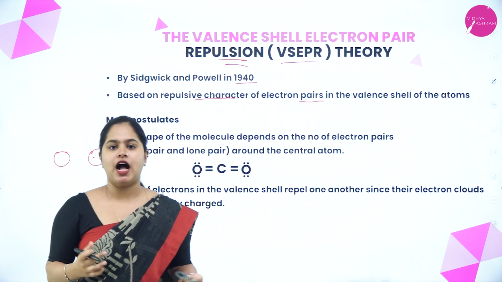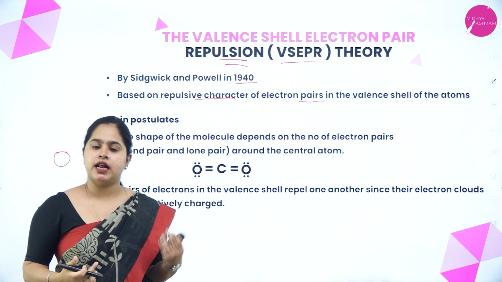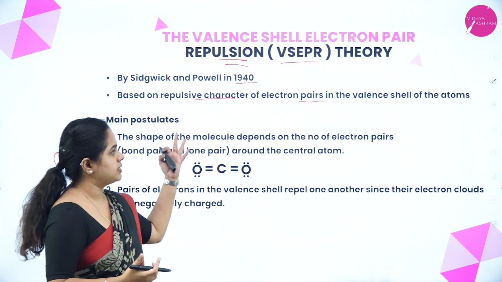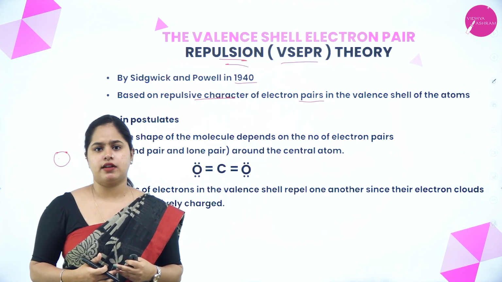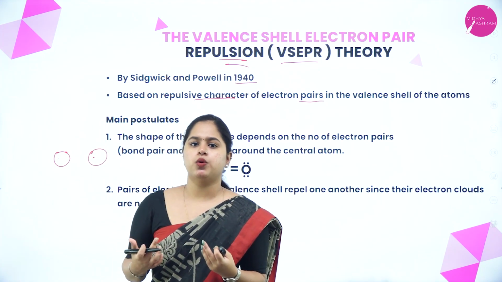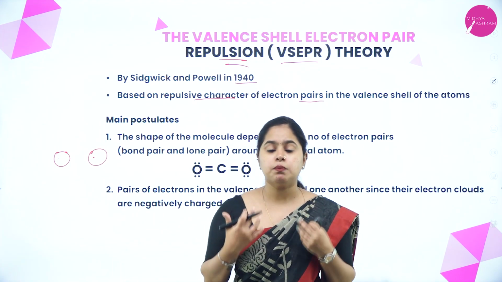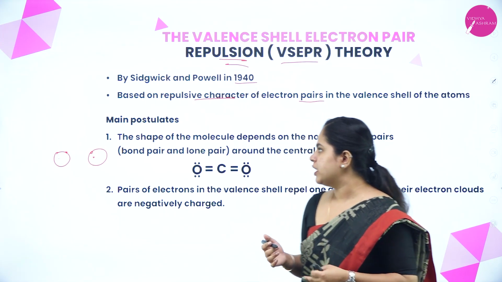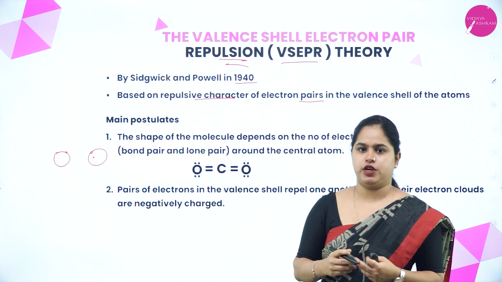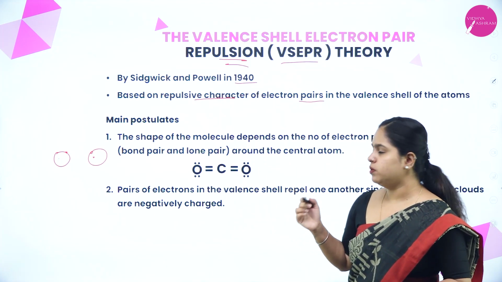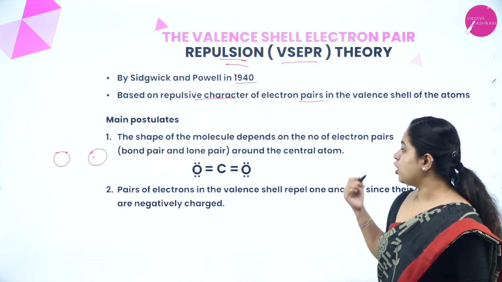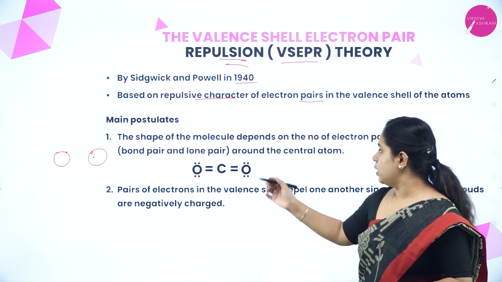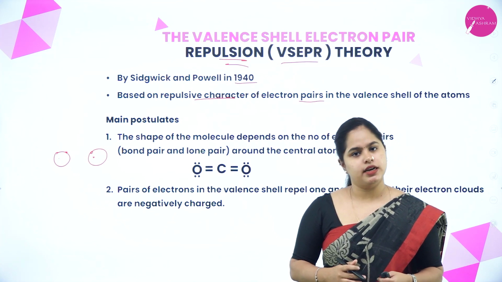As I said, in the valence shell, electrons will be present. Based on the repulsive character of these different electrons, the VSEPR theory was put forward. Now we are going to study the very important postulates of VSEPR theory. So let's begin with the first postulate. The shape of the molecule depends on the number of electron pairs, that is bond pairs and lone pairs, around the central atom.